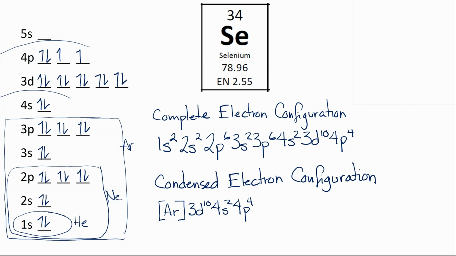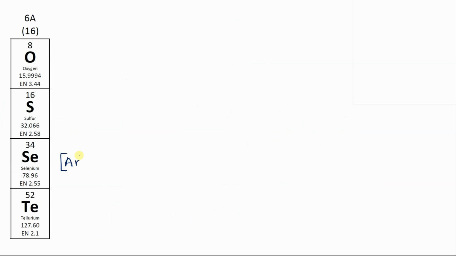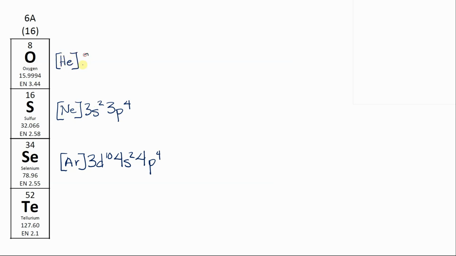Now I want you to notice something as we look at different elements in group 6A. So we had argon, 3d10, 4s2, 4p4. If you were to do this same process for sulfur, you would have neon as the previous noble gas, and then you would have 3s2, 3p4. And if you did it with oxygen, helium would be the previous noble gas, and you'd have 2s2, 2p4.